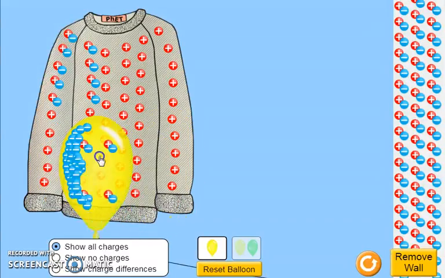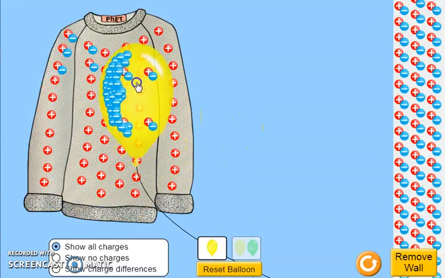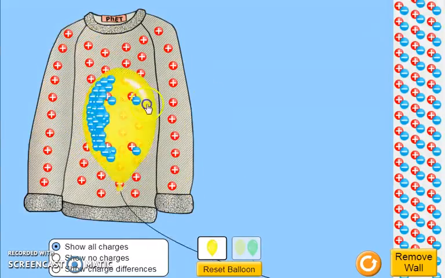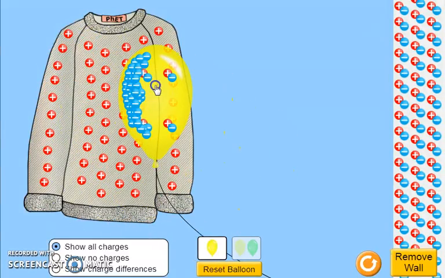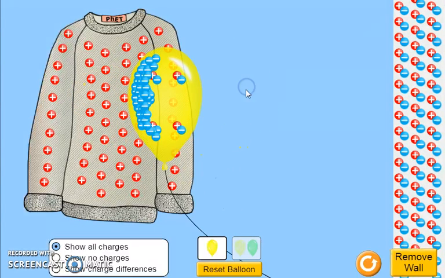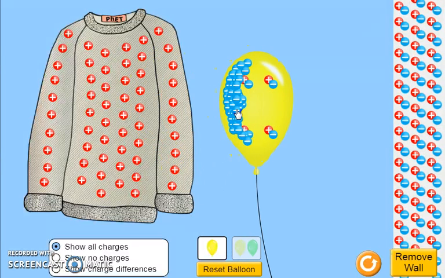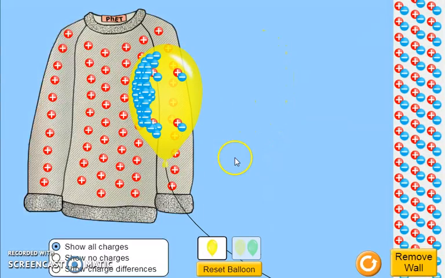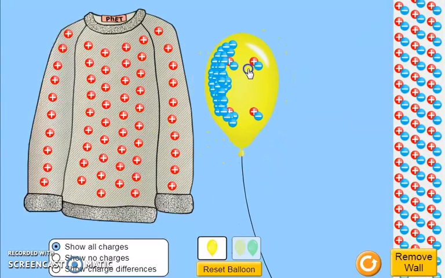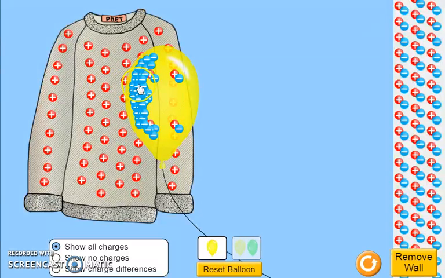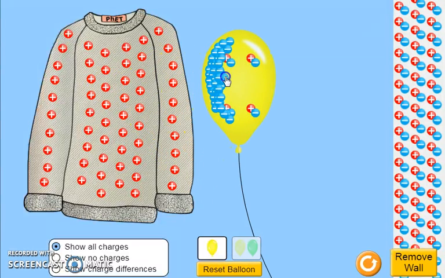And whoa, check this out, man. I can actually get every single negative charge out of my jacket and get it transferred into my balloon. And oh, notice something else here? If I let go of my balloon halfway, what happens? It gets attracted to my jacket, right? How does that happen? Why does it happen?